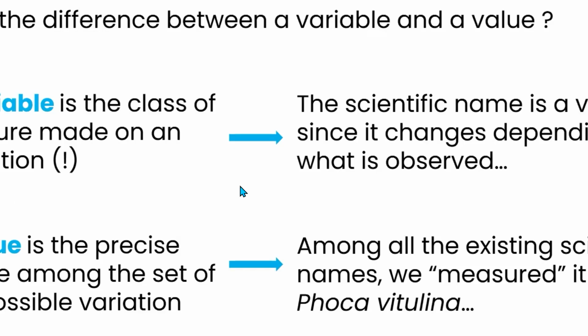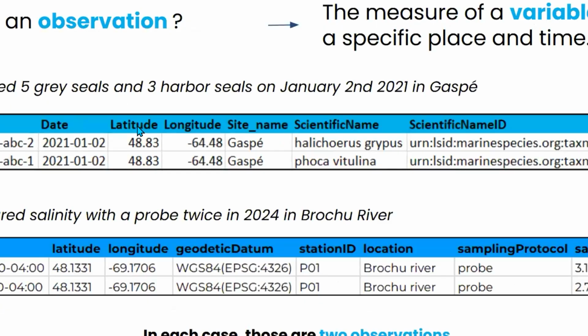So for example, among all existing scientific names, we measured that it was Phoca vitulina, or among all the existing locations, we measured that it was in Gaspé. Among all the possible values for the date and time, we measured that it was January 2nd, 2021. So if I go back to our examples, the columns would be our variables, the cells are the values for those variables, and these variables are what we observed during each of our observations, so for each of our lines.